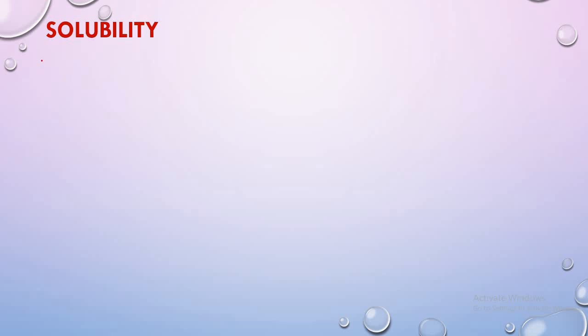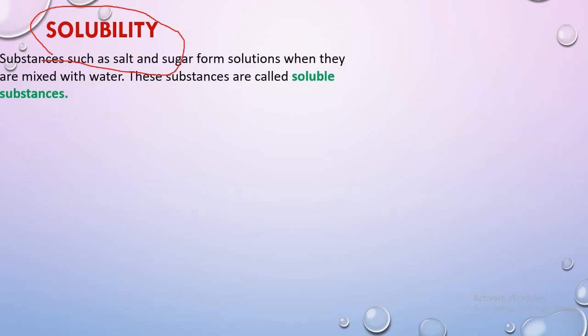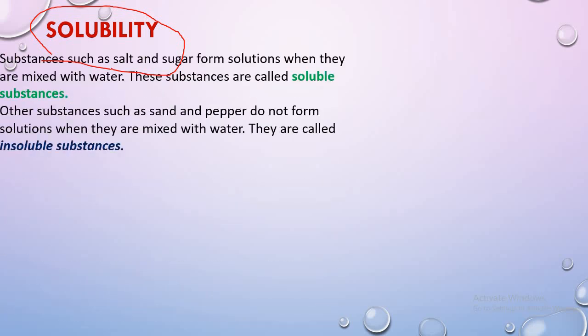So, first we should know the meaning of solubility. Substances such as salt and sugar form solutions when they are mixed with water. These substances are called soluble substances. So any substance that can dissolve in water is called a soluble substance, like salt and sugar.